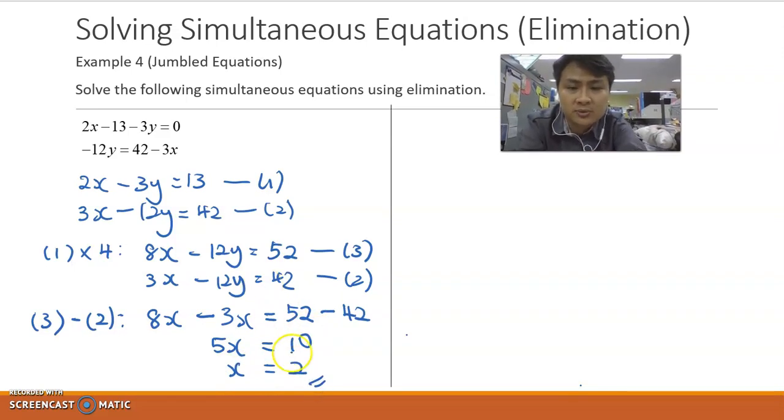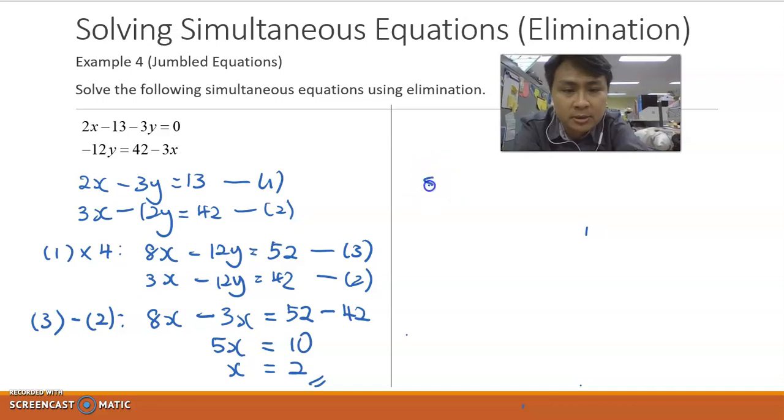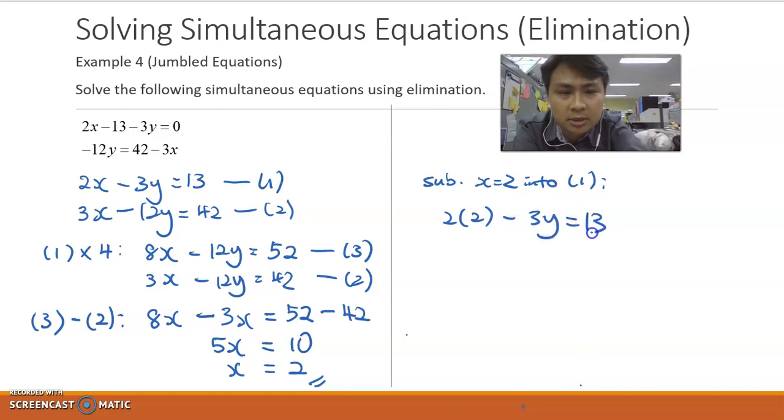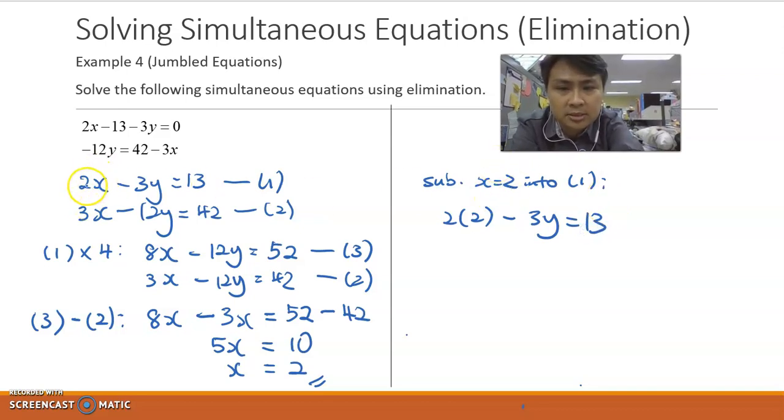Once we have solved for the value of x, we can always replace this into my equation 1 or equation 2, and I can use it to solve for my y. So we'll do that now. Substitute x equals 2 into equation 1. So 2 times 2 minus 3y equals 13. I will substitute x equals 2 inside equation 1.